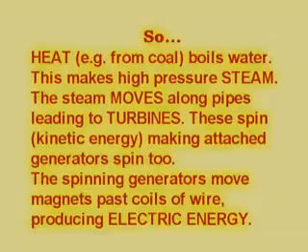So, heat, for example from coal, boils water. This makes high-pressure steam. The steam moves along pipes leading to turbines. These spin, that is kinetic energy, making the attached generators spin too. The spinning generators move magnets past coils of wire, producing electric energy.